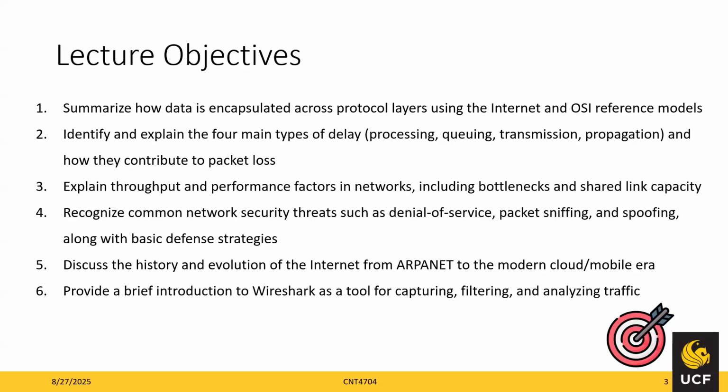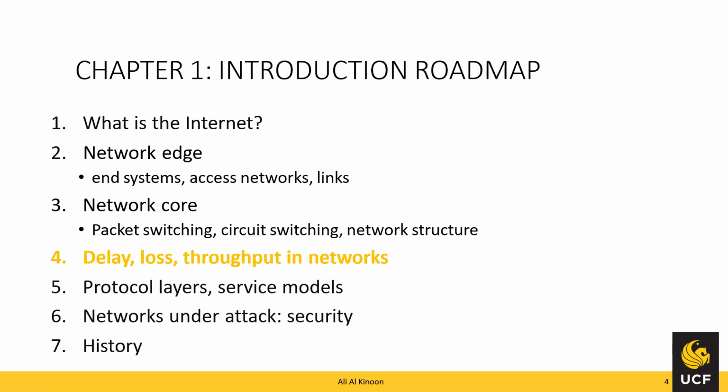We'll also recognize common network security threats. This is mostly coming from chapter 8, but we will have to cover and give an overview about it. We'll talk about denial of service, packet sniffing, IP spoofing, along with basic defense strategies. And then finally, we'll discuss the history and evolution of the internet, from when it started to how it is now. We spoke about the structure in the last lecture and how the structure of the internet is now. And I'll give a brief introduction to Wireshark for today, just what is Wireshark and what it does, and then we will conclude. Okay, so here's the roadmap.